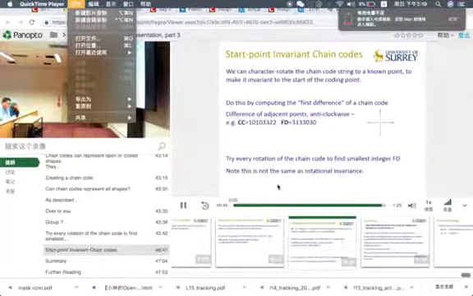So the basic idea of creating these start point invariant chain codes is to try every rotation of the chain code and find the smallest first difference. But notice that this is still not the same as rotational invariance. If I rotate the shape itself on the page or in the image, I end up with a different chain code.